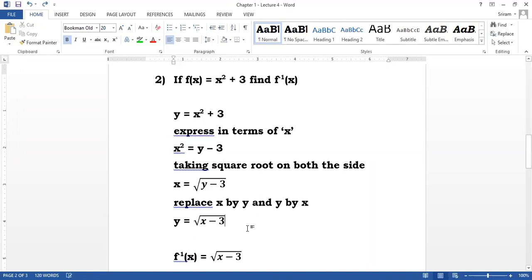So what will happen? x will become y, y will become x. So y is equal to root of x minus 3. This y is called f inverse of x, which is equal to root of x minus 3. Now I hope you understand the idea.